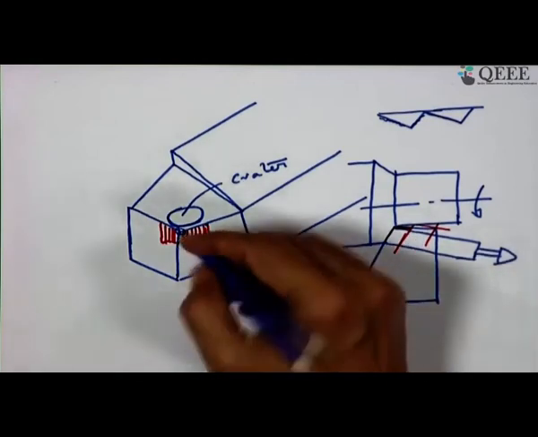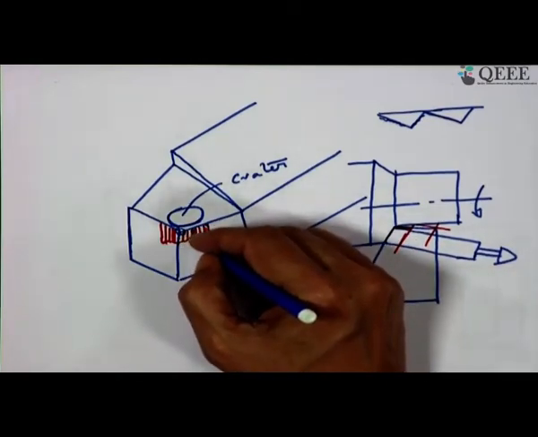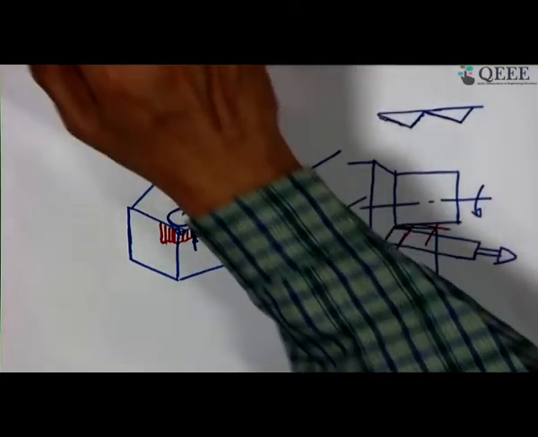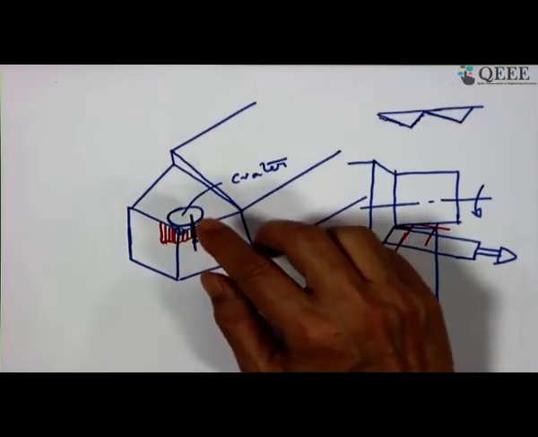So, where is VB? VB is here. This width, what I am showing with this arrow, that is the VB. This VB has to be restricted, and this VB you can measure under the microscope.